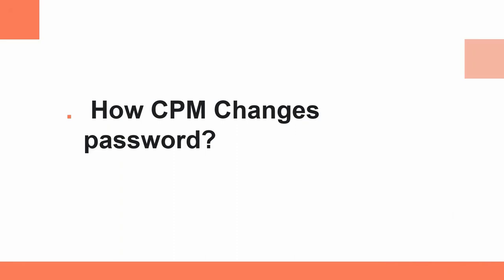Like in the master policy, you have defined 90 days. So what will happen, your CPM will be changing the password automatically if that perform periodic change is equal to yes. And if that is equal to no, then CPM will not change the password automatically. You need to click on the change option to rotate the password.